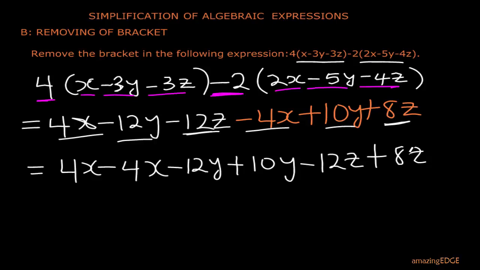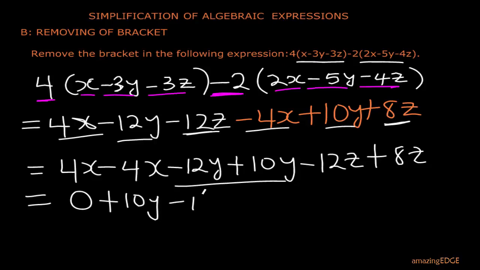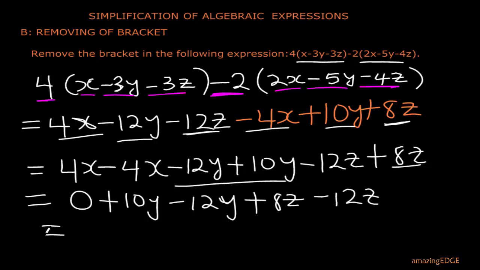The next step is to do the arithmetic. This will be equal to 4x minus 4x. You are taking 4x away from 4x, and what remains is 0. So we are left with nothing. Here we can write the addition plus to get a clearer picture: 10y minus 12y, so the subtraction will be easy to handle. And for z, we have 8z minus 12z. The x part is 0, so it is not making any change in the equation. So we drop it.